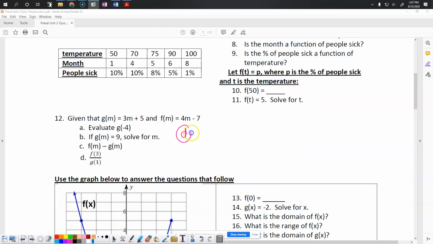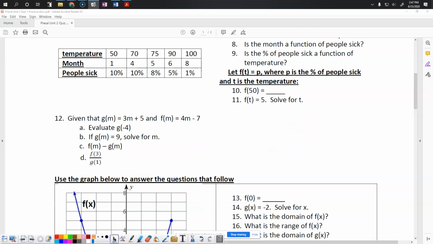Let's take a look at part D. We want to do f of 3 divided by g of 1. So that means I'm going to evaluate f at 3. In other words, I'm going to plug 3 into the f function. The f function is 4m minus 7, but I'm going to replace the m with 3. The bottom means I'm going to evaluate the g function at 1, so I'm going to write the g function 3m plus 5, but instead of m, I'm going to plug in 1. So on the top we have 12 take away 7, which is 5, and on the bottom we have 3 plus 5, which is 8. So 5/8 would be our final answer there.